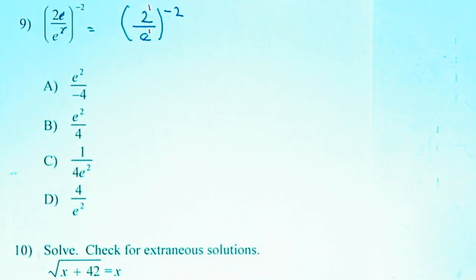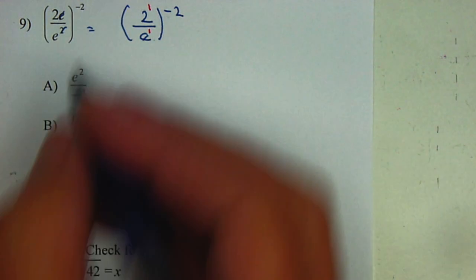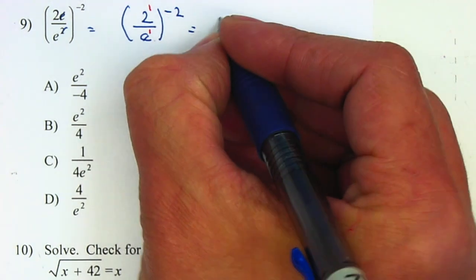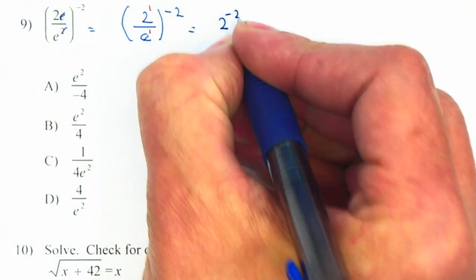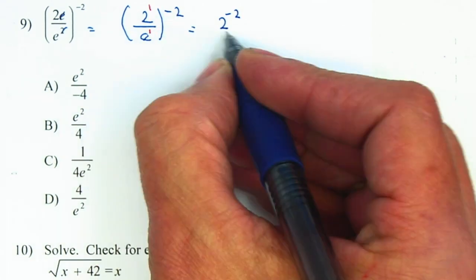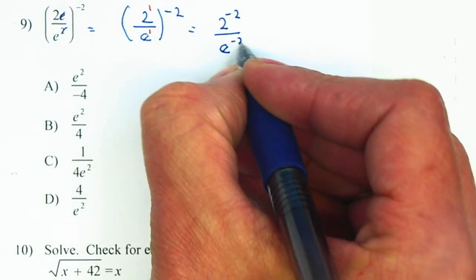When the exponent is outside the parentheses, we are going to multiply. So negative 2 times 1 is negative 2. Negative 2 times 1 is negative 2 for the e as well.